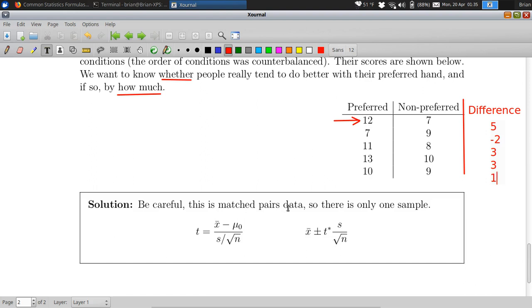So watch out for matched pairs data. It only comes up when you have data like this that comes in pairs, numerical data that comes in pairs. You won't have to worry about this when you're working with proportions.